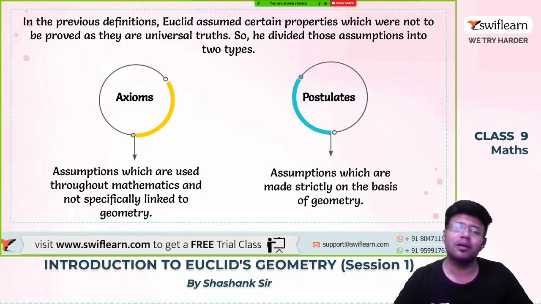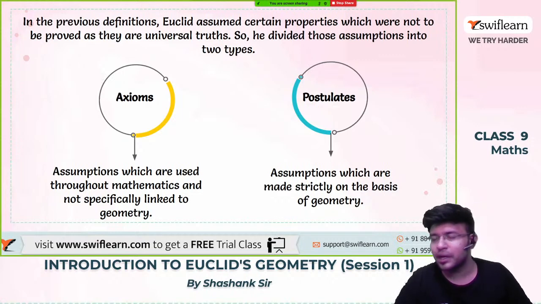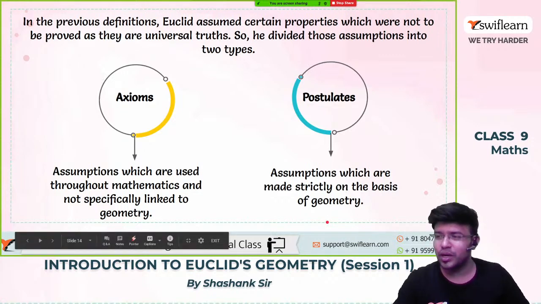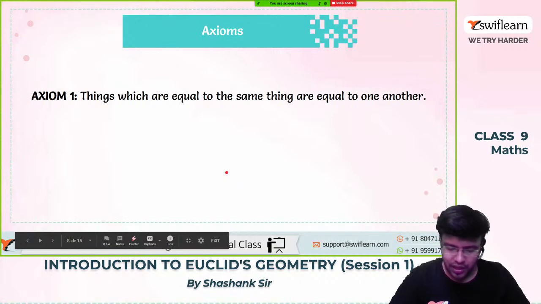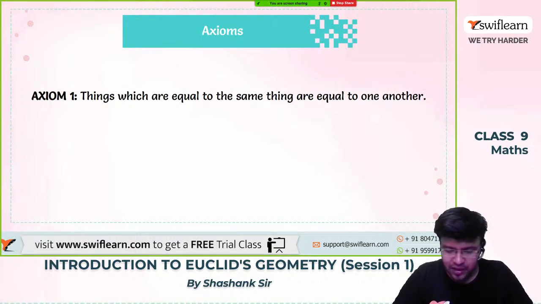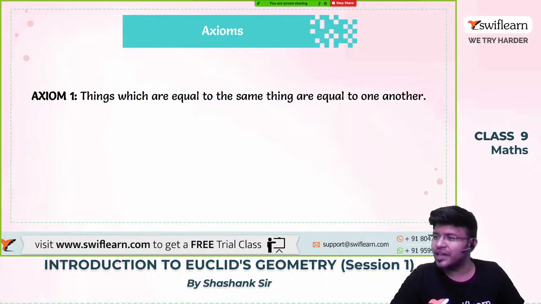Used throughout mathematics is axioms. Only used in geometry is postulates. Okay, so you understood the difference between axioms and postulates? Yes. Okay, now see, he defined 7 axioms and 5 postulates. So let us take these axioms one by one. What did we say axioms are? Which are used throughout mathematics.